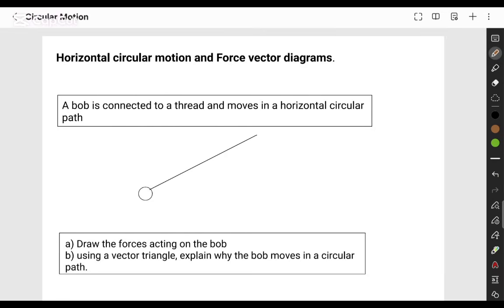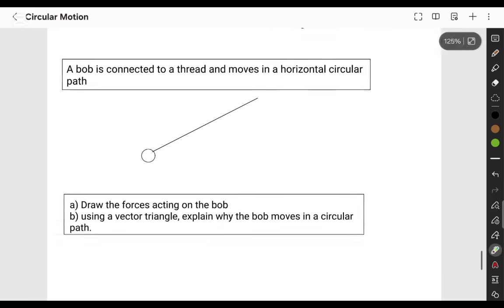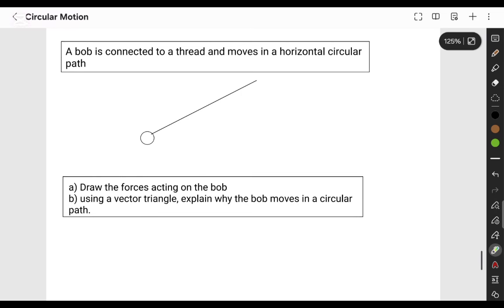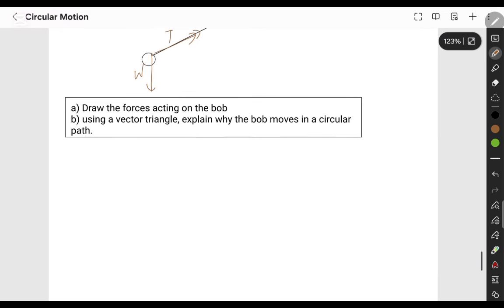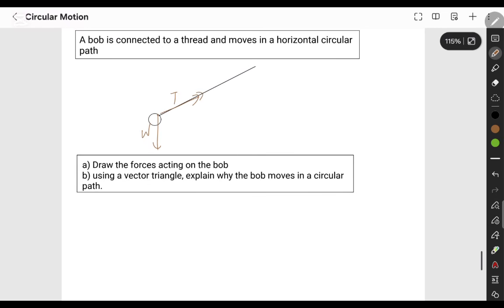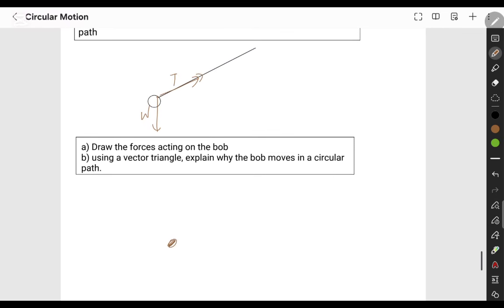Now we're going to be talking about horizontal circular motion and force vector diagrams. If a bob is connected to a thread and moved in a horizontal circular path, draw the forces acting on the bob. So we're going to have our tension force and the weight force. Using a vector triangle, explain why the bob moves in a circular path. So we have the bob here, the tension, and the weight.